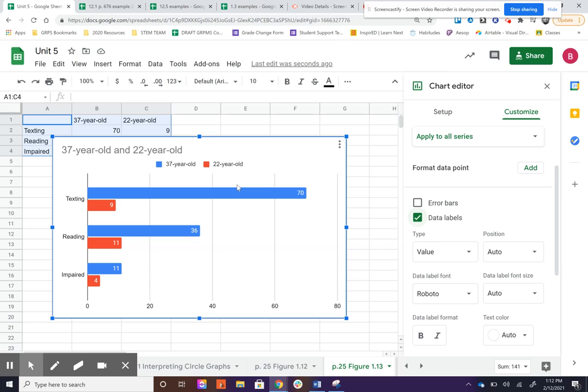Okay, so let's go to page 27, and we're going to take a look at example 3.